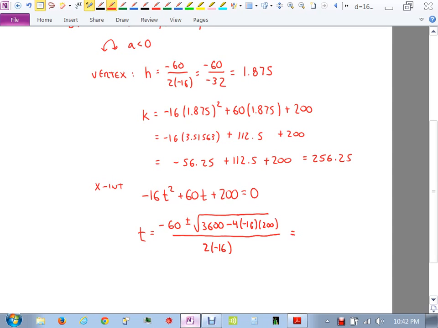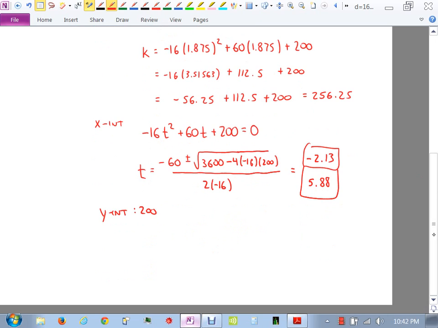Okay, I'm getting two answers, negative 2.13 and 5.88. I've rounded those, but those are the x-intercepts. My y-intercept is c, which was 200. And now I'm going to put them all on a graph and draw my picture. Because this is an object going up into the air, I know I'm only going to have this side of it. 200 is my y-intercept.